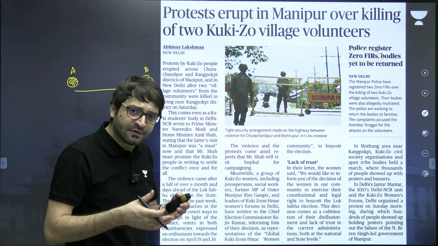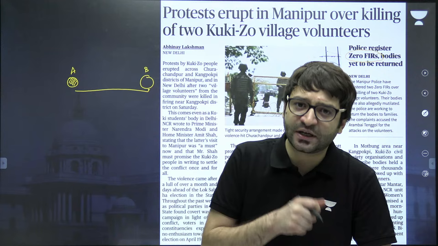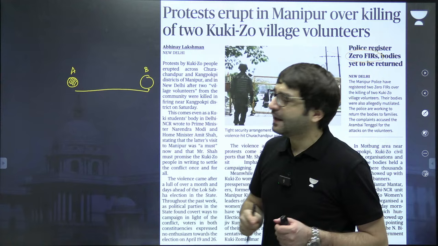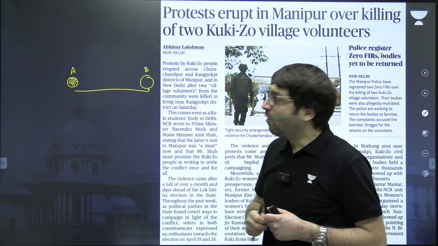Because you have to file an FIR, register an FIR, ask for an FIR only at a place where the crime was committed. But this woman cannot go back to that place because she's under trauma. Or maybe the perpetrator would threaten this individual.